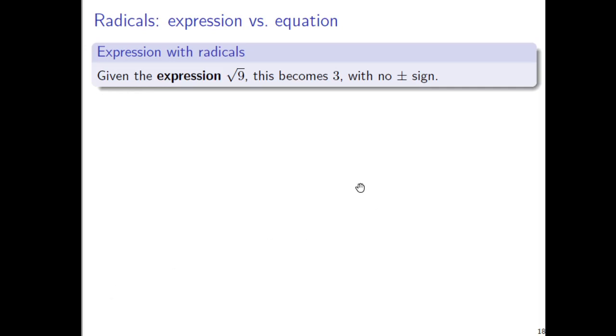We've seen multiple reasons to care about the difference between expressions and equations. Here's another one. It's related to radicals. So an expression with radicals, given the expression root 9, this becomes 3 with no plus or minus sign. It was just an agreement, because an expression has to represent one number. What number should it be? It'll be the positive square root. It will be 3, no plus or minus sign.